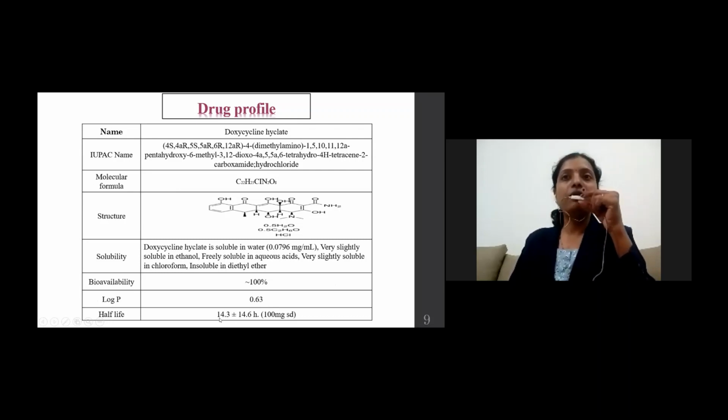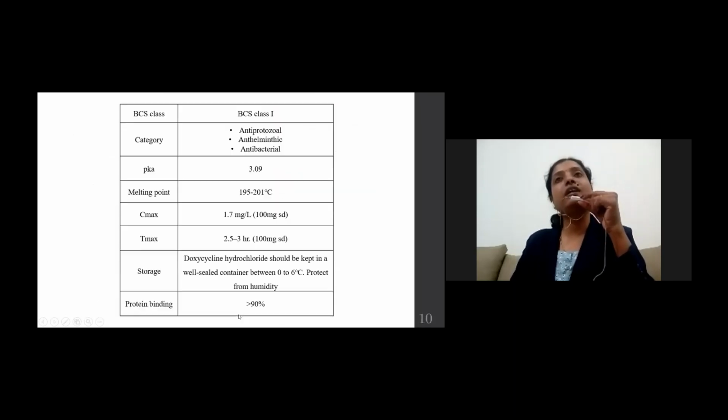It has a half-life of 41.3 to 41.6 hours, and it belongs to BCS class 1, so it is highly soluble and highly permeable also. It has a Cmax of 1.7 mg per liter and a Tmax of 2.5 to 3 hours. It has a pKa of 3.09, and it can be stored in the temperature range between 0 to 6 degrees, but it is also stable at room temperature.